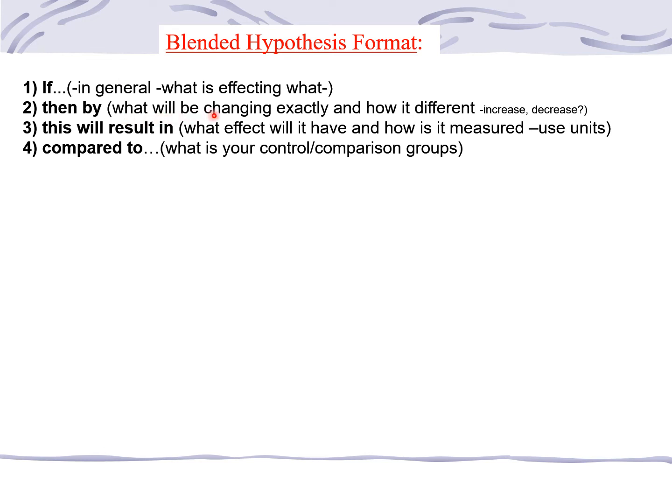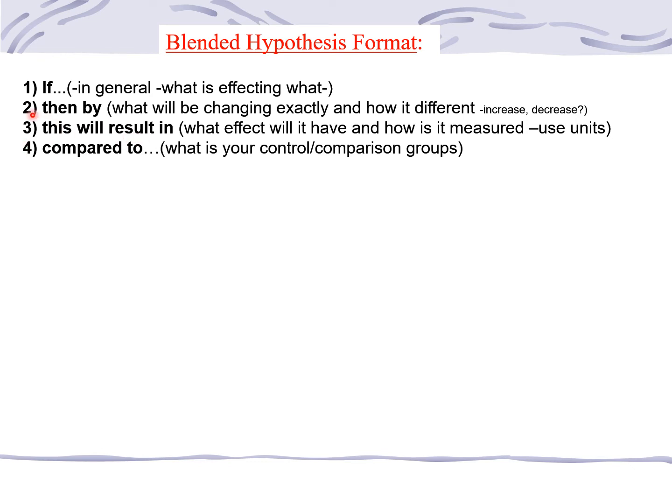Then by, and this is where we're going to state what exactly we are changing, or what is being changed in the experiment, and how is it being changed. You could use words like increase, decrease, remain the same. That's the best approach you could take. Sometimes you can't always do that, but if you can, you'll work in the words increase, decrease, or remain the same. Always, I recommend doing that. It makes you sound much smarter.